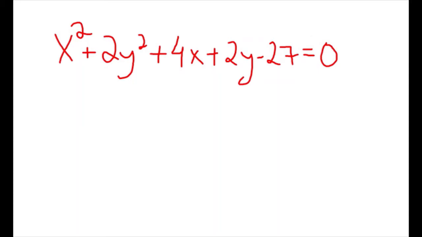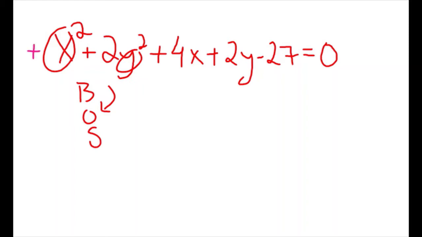Here's another example. x squared plus 2y squared plus 4x plus 2y minus 27 equals 0. So again, we have our BOSS, and let's see, are both our variables squared? Yes, we have an x squared and also a y squared. So let's go on to the next question. Do our variables have opposite signs? Well, no. See, they're both positive. We have positive x squared and then a positive 2y squared.